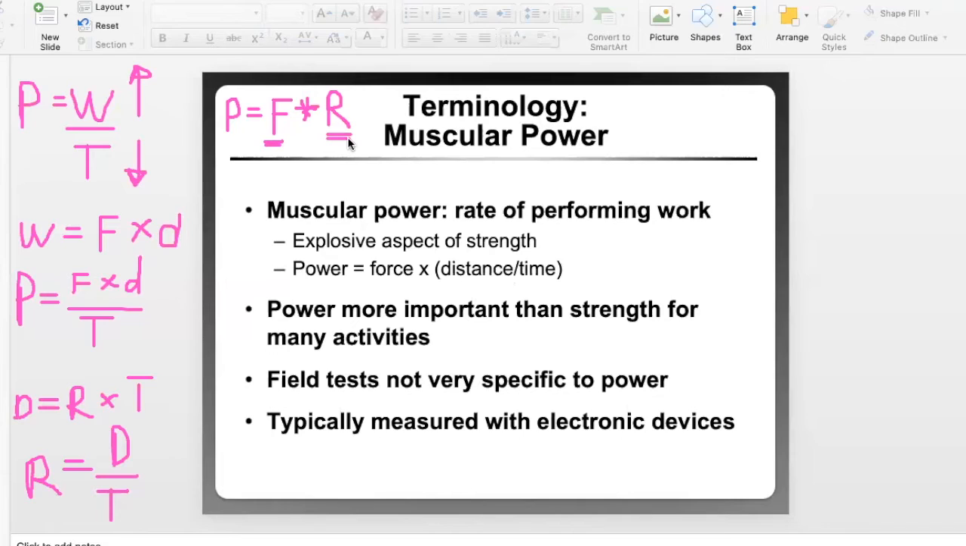So somebody like Ronda Rousey might not necessarily be as strong as Cassie. All right. She might not be able to distribute as much force as Cassie can, but she's able to distribute that force with an incredibly fast rate. She can punch very quickly. And because she's able to distribute that force at an incredible speed, that makes her more powerful. All right, so that's the definition of power.